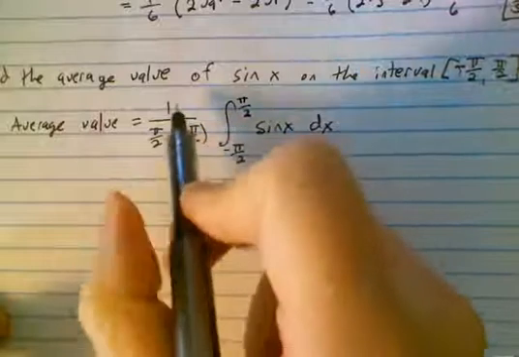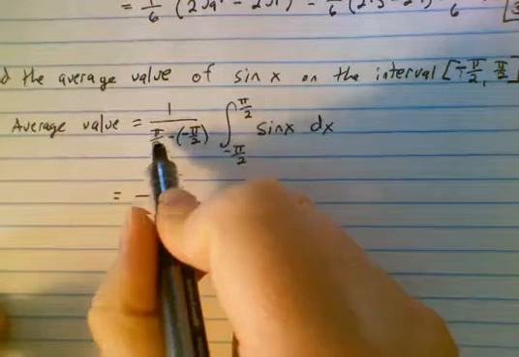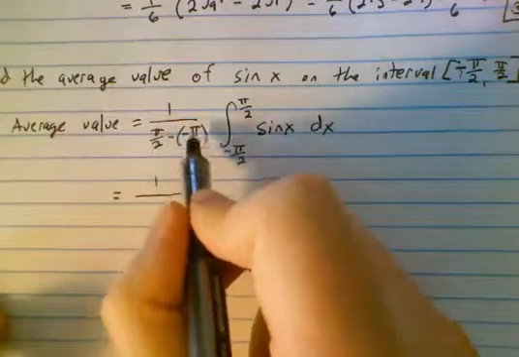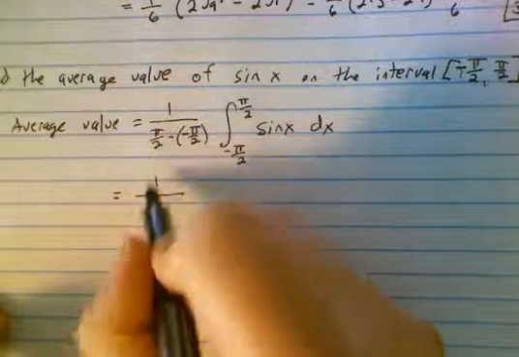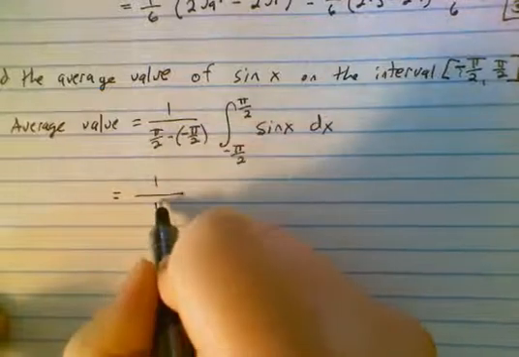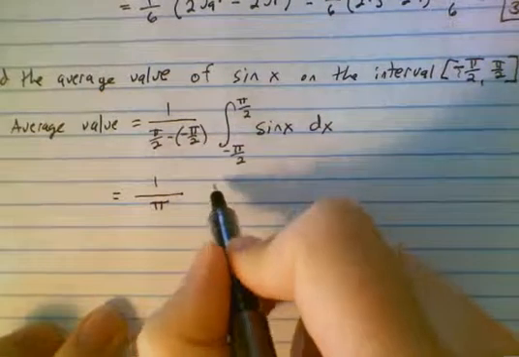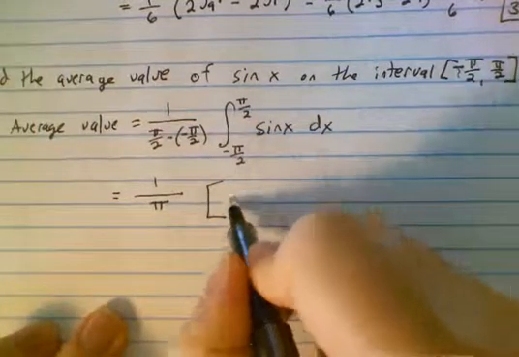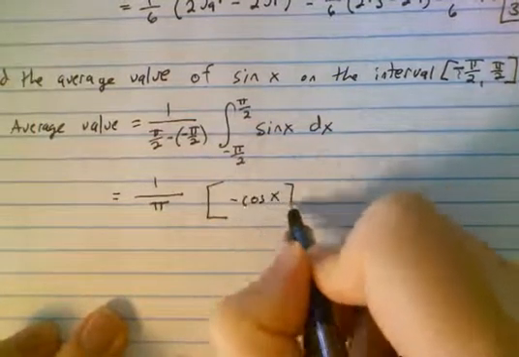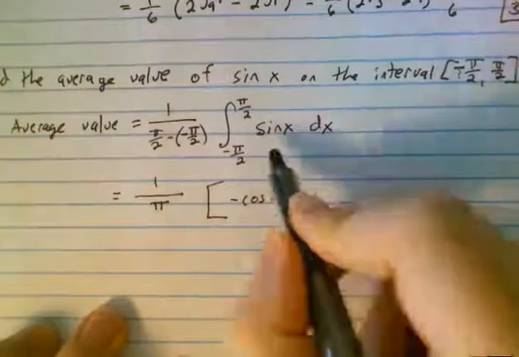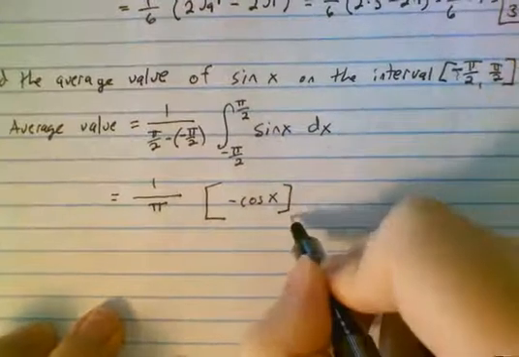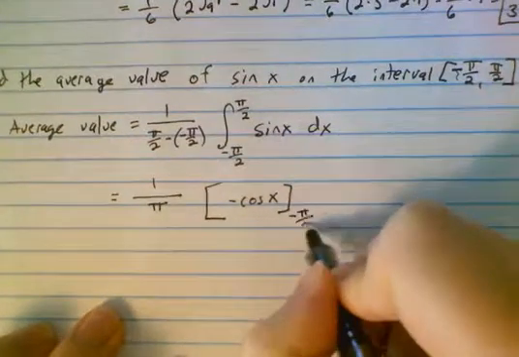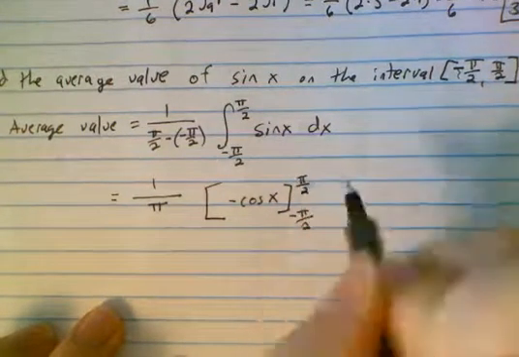Let's simplify this. We have 1 over pi over 2 plus pi over 2, so that's 2 pi over 2, or just pi. And then here we're going to take the antiderivative of sine, so that's negative cosine of x. There's no need to do any u substitution here because we can take the antiderivative of sine x just like it is. We're going from negative pi over 2 to pi over 2.